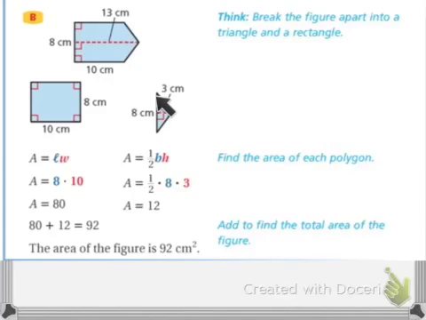So with my rectangle here, I have to fill in the pieces. This side length is 8 centimeters, so I know that's my width. And then it gives me 10 centimeters from here to here, so I know that's my length. If I want to find the area of this rectangle, I say area equals length times width. I plug it in, area equals 8 times 10. I solve, area equals 80.